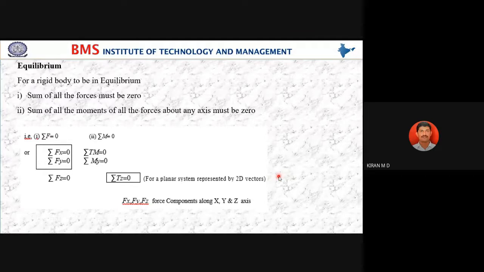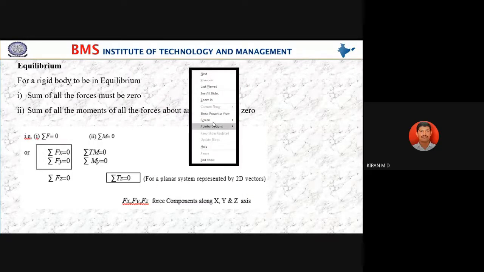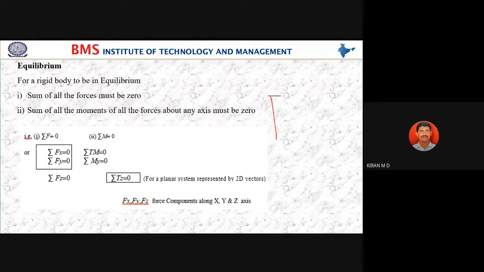When you write the 2D vector, we use the z direction, which is perpendicular to the x and y. For example, see here, this is the x direction, this is y direction. If a line is here and some component is acting having a moment like this, it will act about this center, this axis. So that will become the z axis.